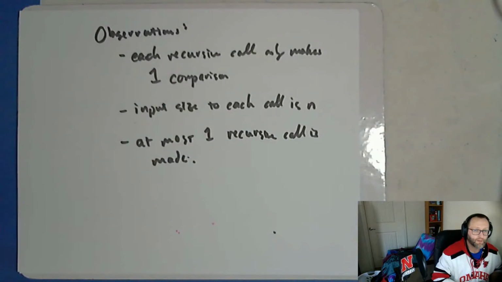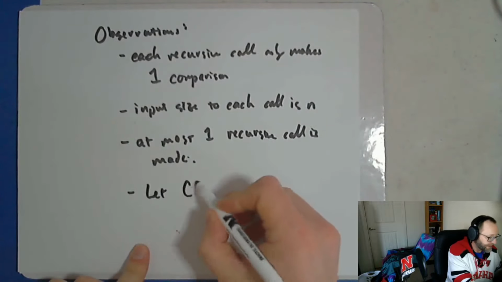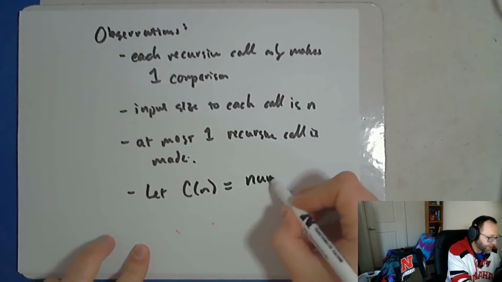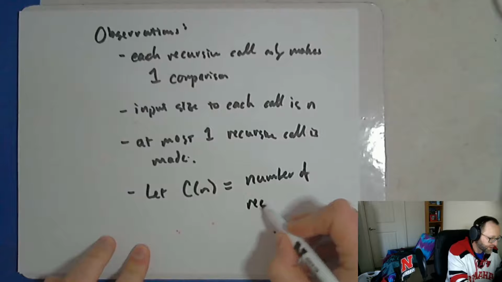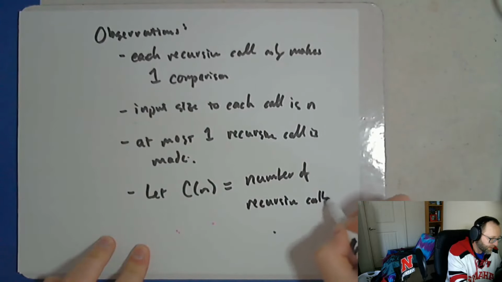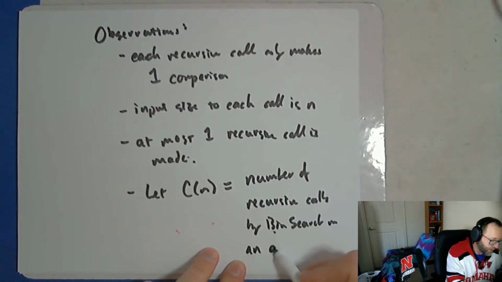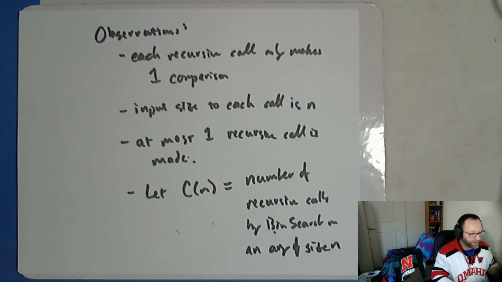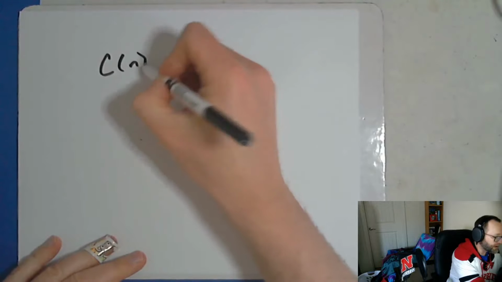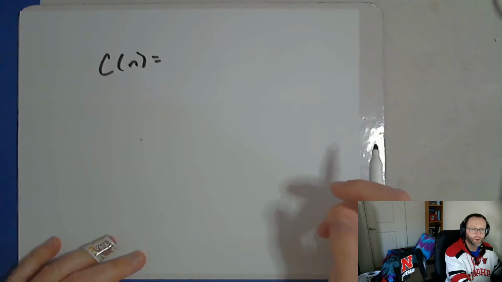These observations are enough to set up what's called a recurrence relation. Right? So let C sub n be the number of recursive calls by binary search on an array, collection, whatever you want to call it, of size n. That's why I didn't want to mess with the decrementing of n here. I'm just going to keep it simple, C sub n. Okay? What we need to do is express C sub n as a recurrence relation.